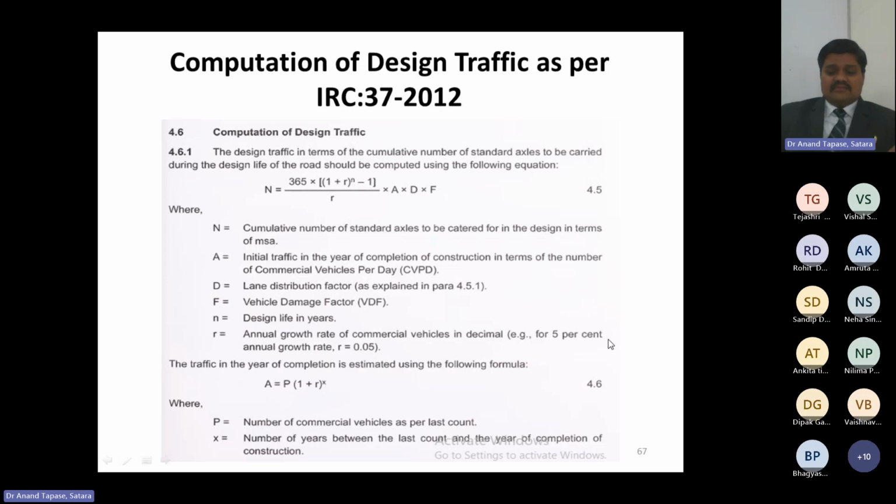Now let us come to the final part of our presentation, that is the computation of design traffic as per IRC 37. This is the formula for the cumulative number of standard axles to be catered for in the design in terms of MSA.